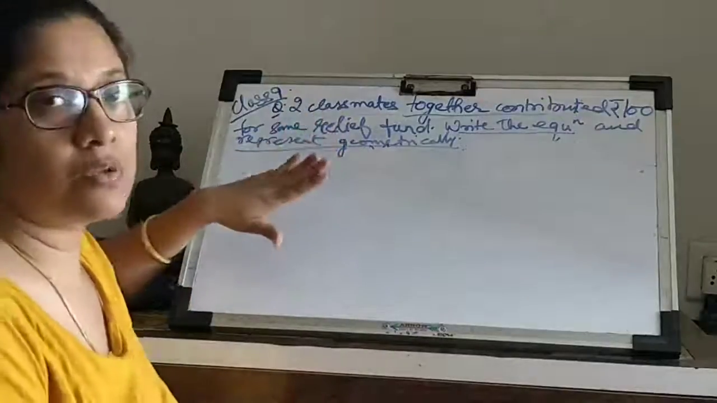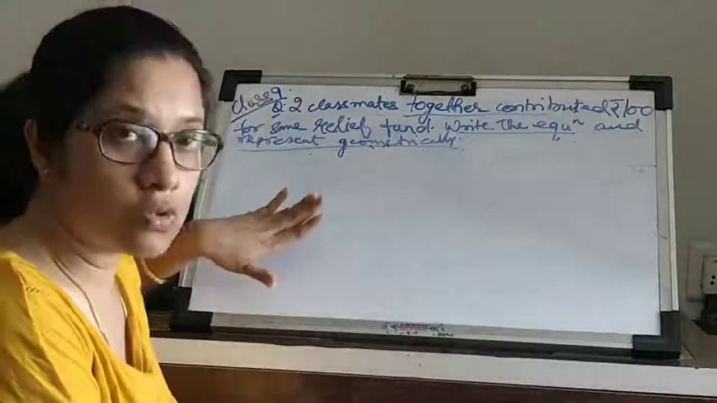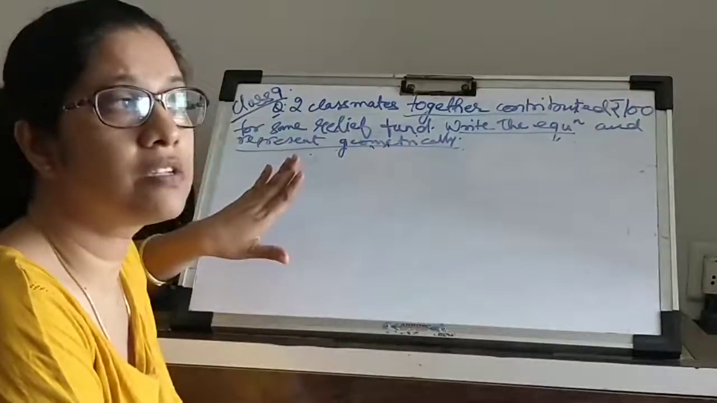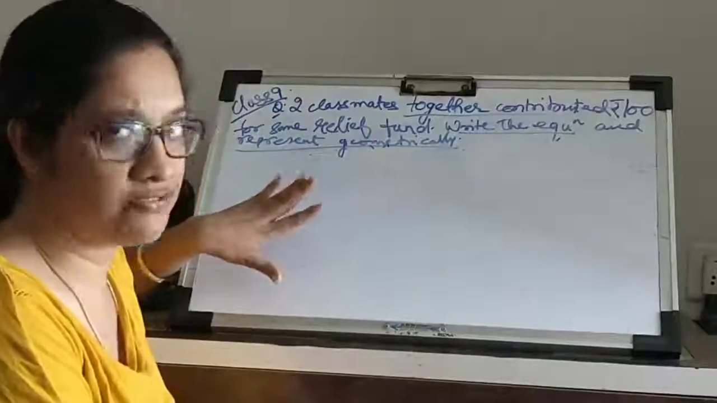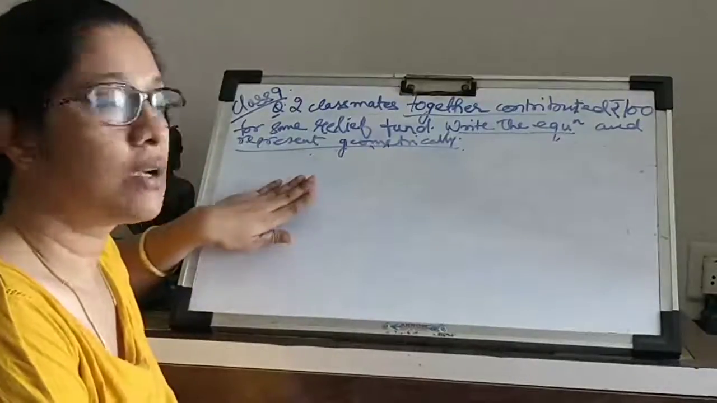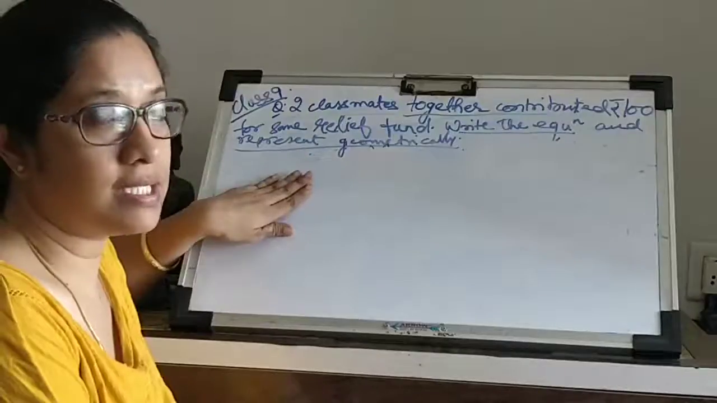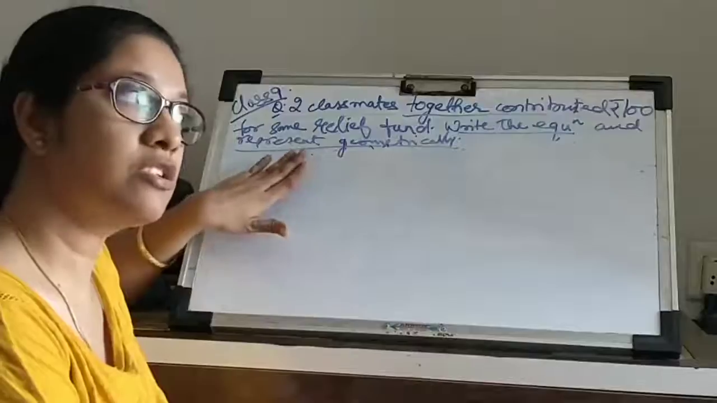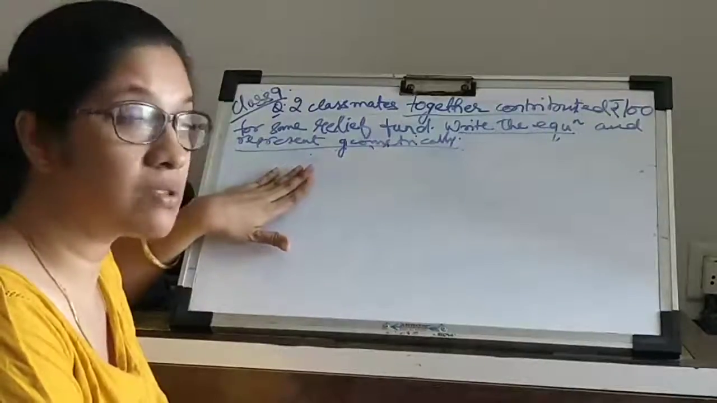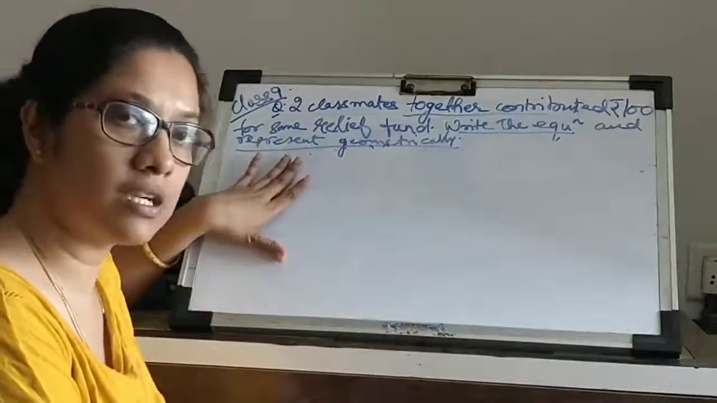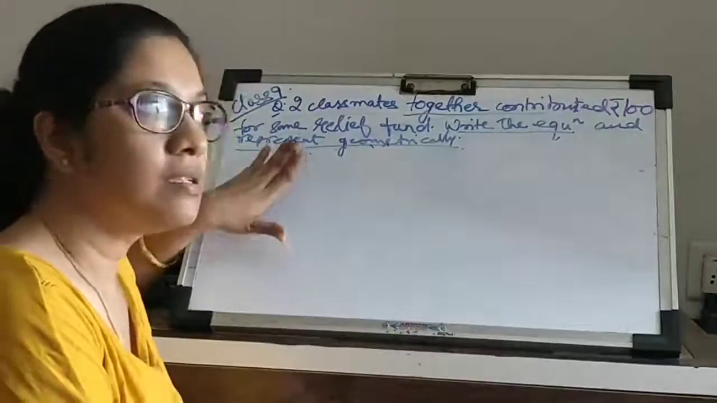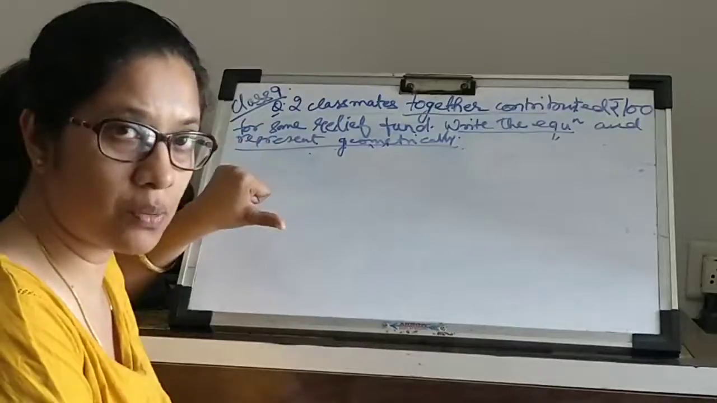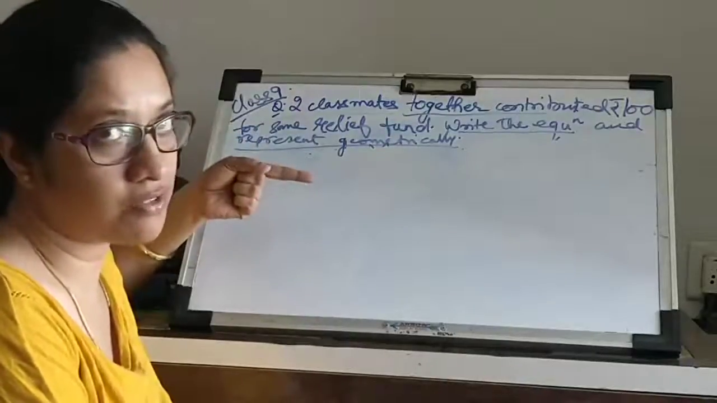So here we are given a question that there are two classmates who have together contributed an amount of ₹100 for some relief fund, and what we are supposed to do is represent this in a linear equation in two variables and show it geometrically. That is, we have to represent it on the Cartesian plane. So what are the two things that we have to do? First, make a linear equation. Secondly, plot it on the graph.